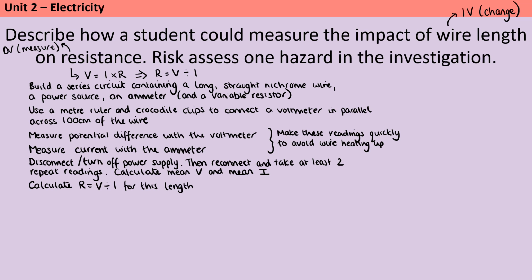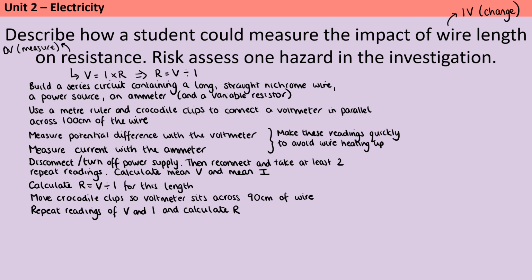Then we can calculate the resistance using V divided by I for that particular length. And now we're ready to change the independent variable. So now we move those crocodile clips and move the position of the voltmeter. We're going to repeat our readings of potential difference and current and calculate resistance for the new length of wire. And we're going to work our way down, probably only as far as 20 centimetres, because if you get as far as 10 centimetres, the wire starts to get hot, which we will get onto.